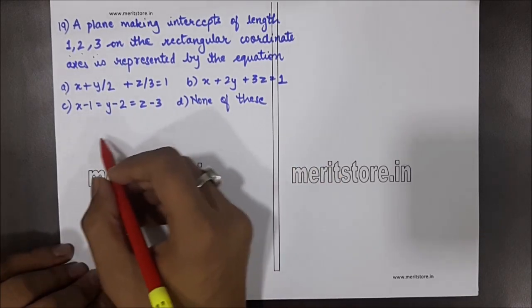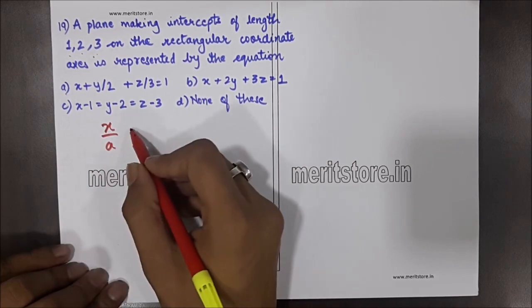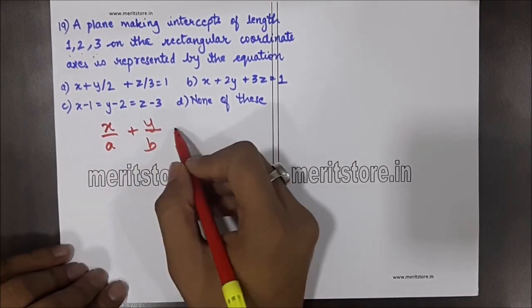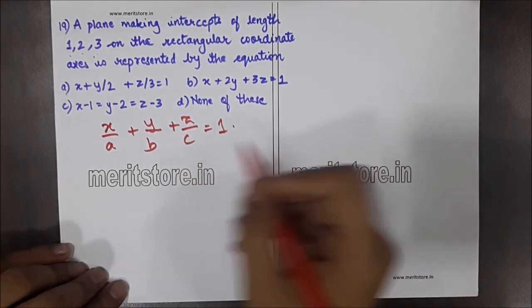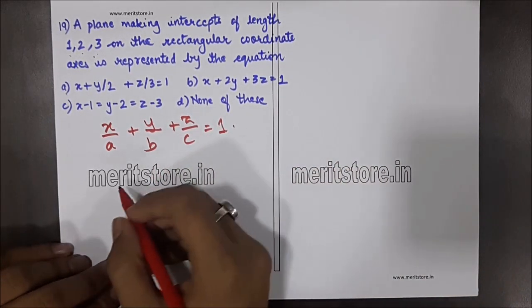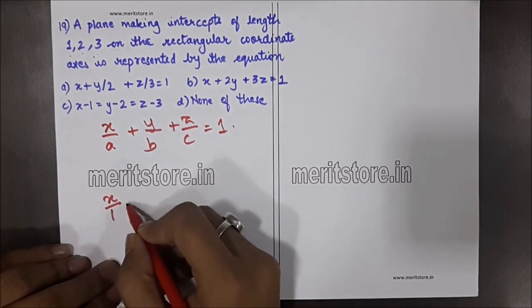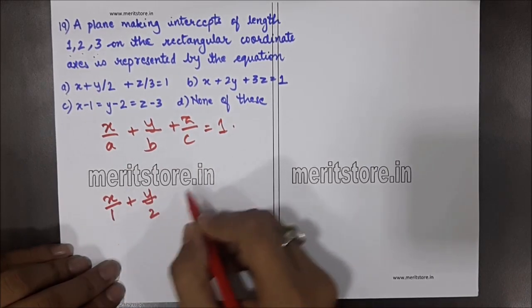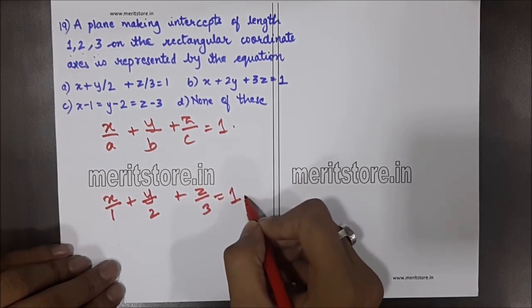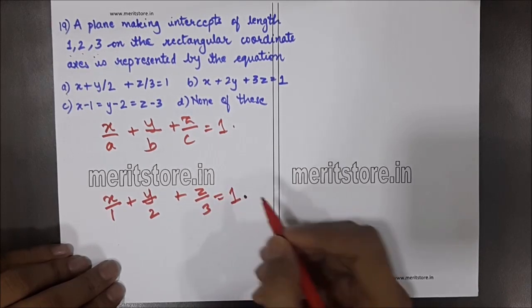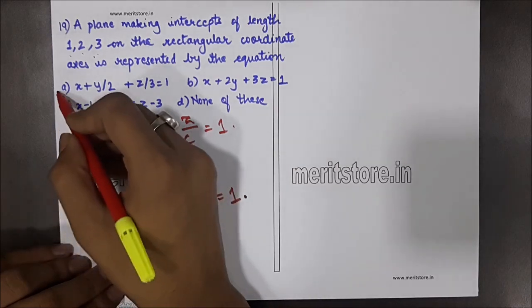We know the formula x upon a plus y upon b plus z upon c is equal to 1. This is the equation formula for intercepts. So substituting the values, we get x plus y by 2 plus z by 3, which is equal to 1. So the correct option is option A.